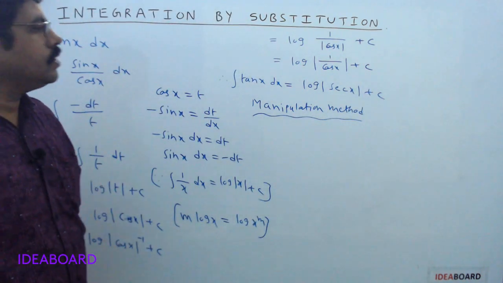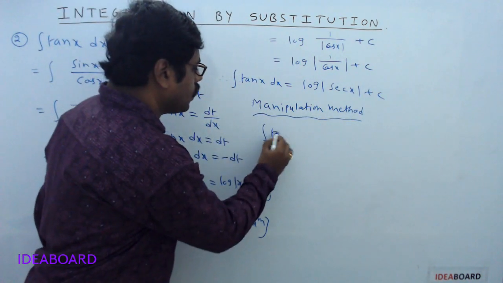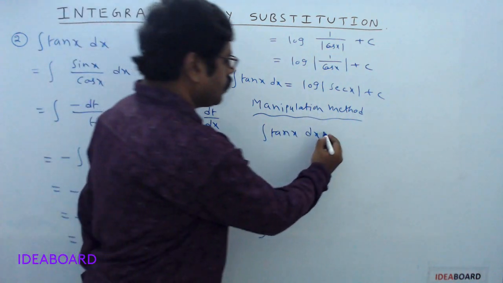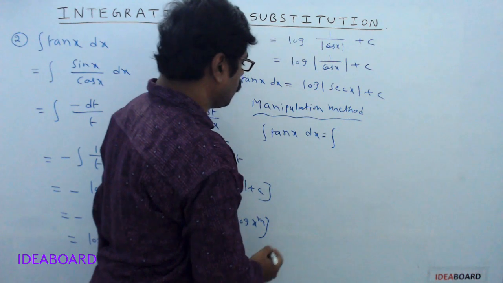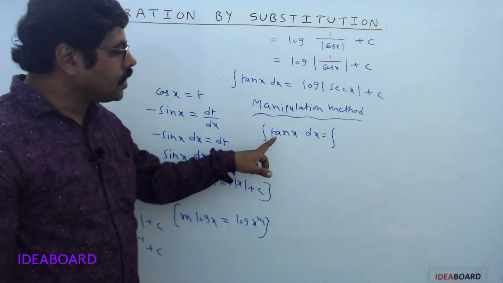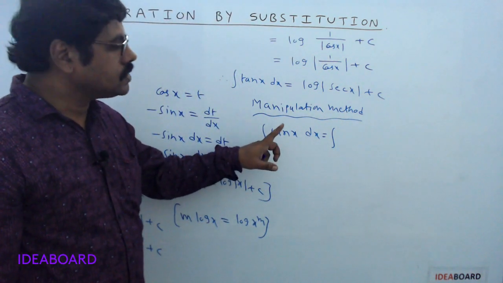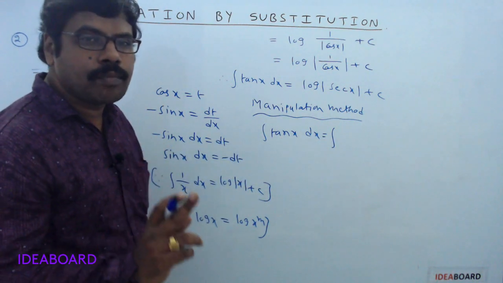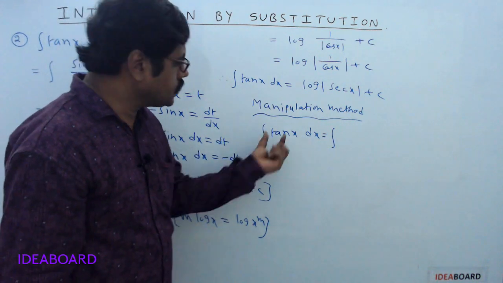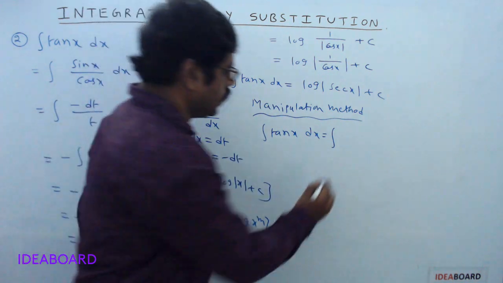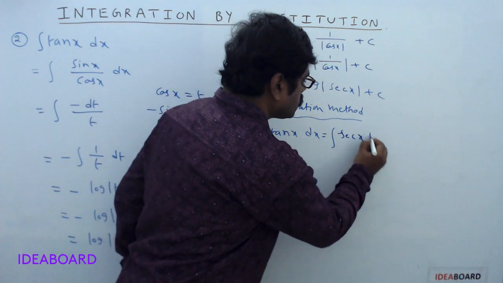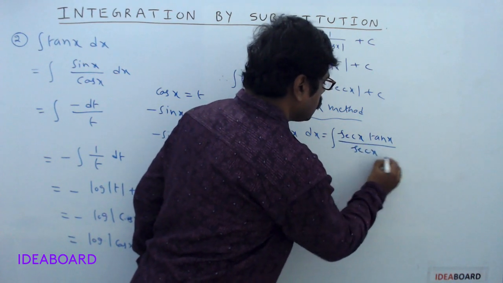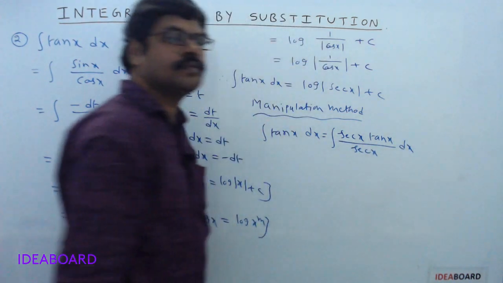Now see that method. Integral tan x dx equals integral, multiplying and dividing this integrand tan x with secant x, that is secant x into tan x divided by secant x dx.